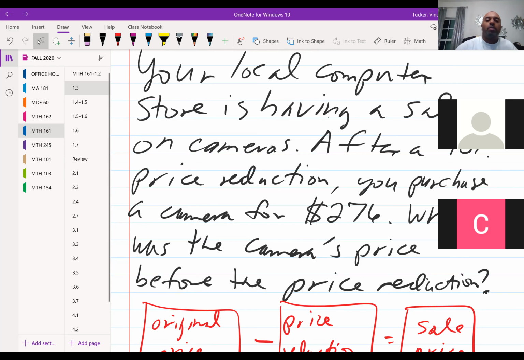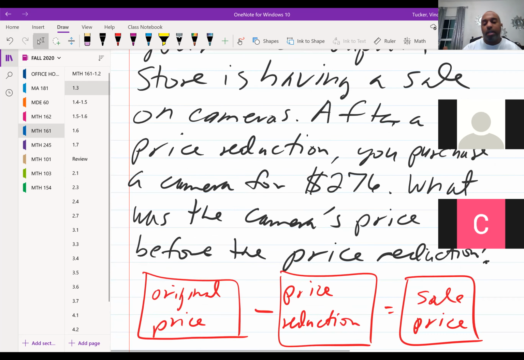All right. So once again, your local computer store is having a sale on cameras. After a 40% price reduction, you purchased the camera for $276. What was the camera's price before the price reduction? So whether you work at retail or not, if you take a step back and look at the actual sale process, there are 3 pieces to the sale process. In other words, you're going to have an original price, you're going to have a price reduction, and then the sale price. So you have your original price minus a price reduction, and then that ends up with the sale price. So that's going to be our equation. Original price minus the price reduction equal to the sale price.